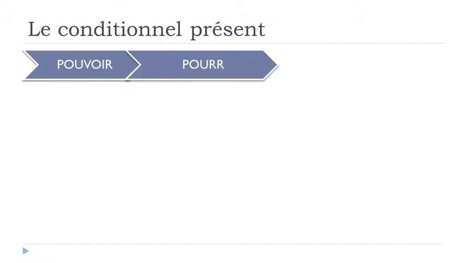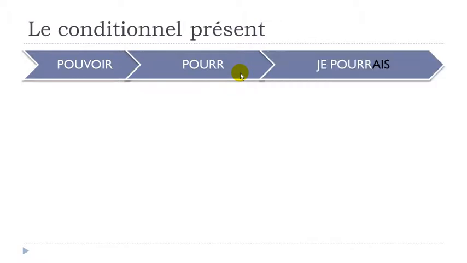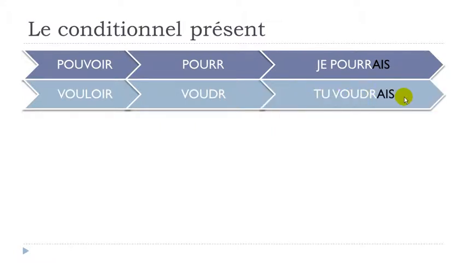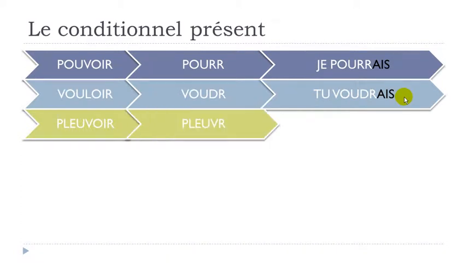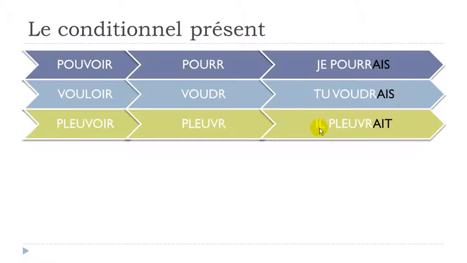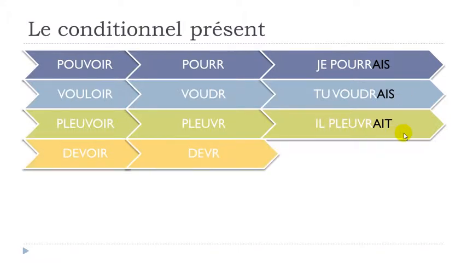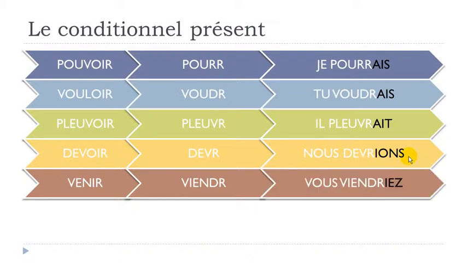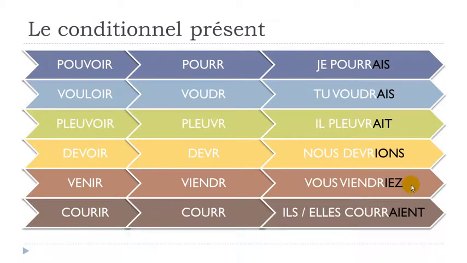Pouvoir will become pourr. Je pourrais. Vouloir will become voudr. Tu voudrais. Pleuvoir will become pleuvr. Il pleuvrait. Devoir will become devr. Nous devrions. Venir will become viendr. Vous viendriez. Courir will become courr. Il courrait, elle courrait. Alright, so let's see them one more time.